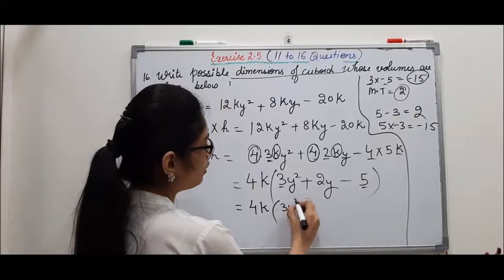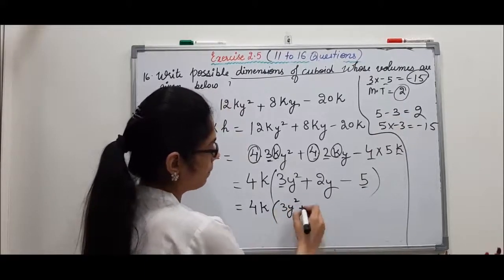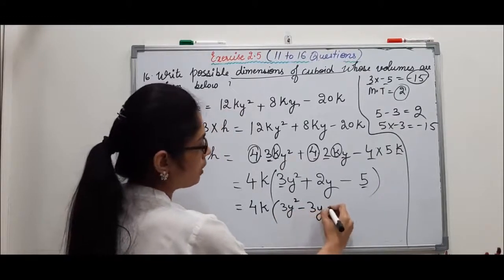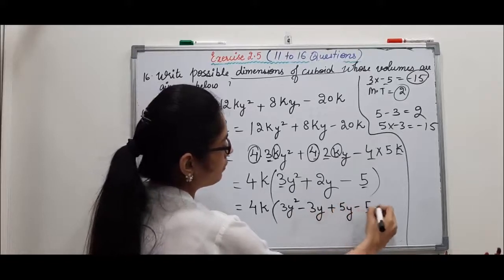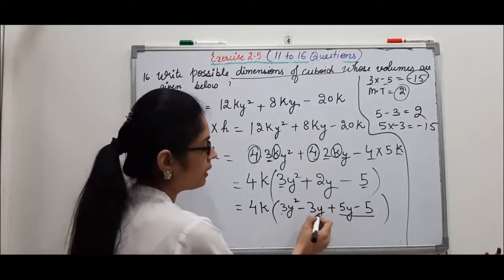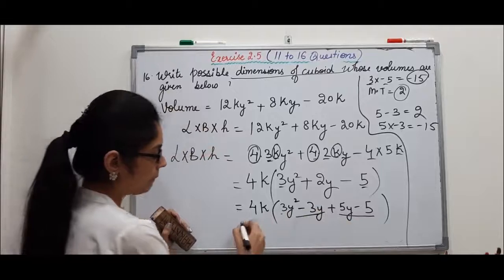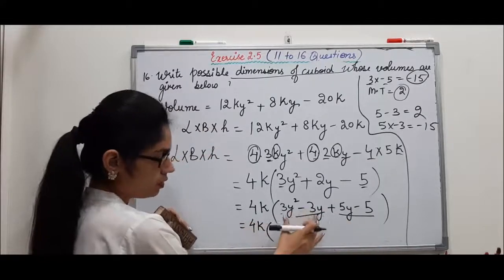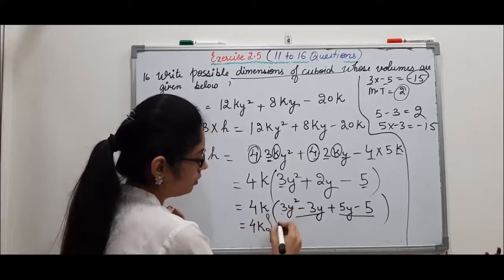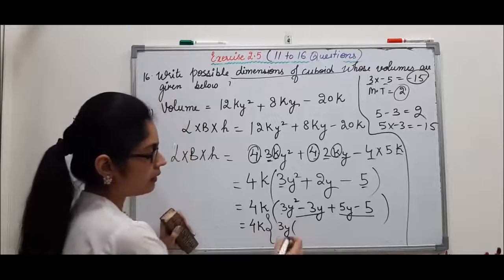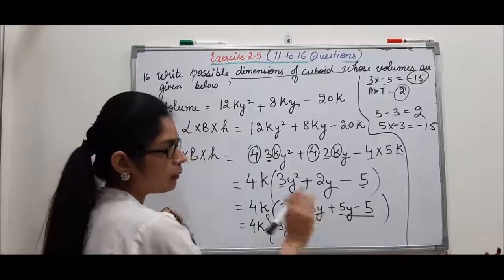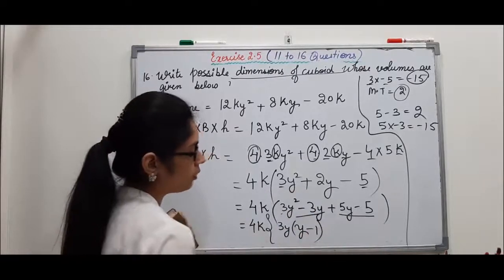So 3y square, then 2y we can write as minus 3y plus 5y, minus 5. Why have I written 3 here? Because 3 and 3 again I can take common. I have to make pairs so that I can take out the common terms easily. 3y is present in both, so I will write 3y outside and the remaining terms we can write inside. So 1y I have written out, so only y will be there. 3y complete term I have written out, so it is only 1 I have to write now.